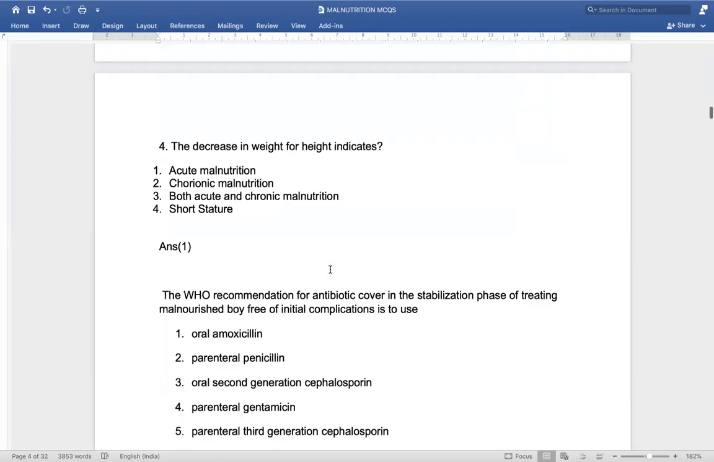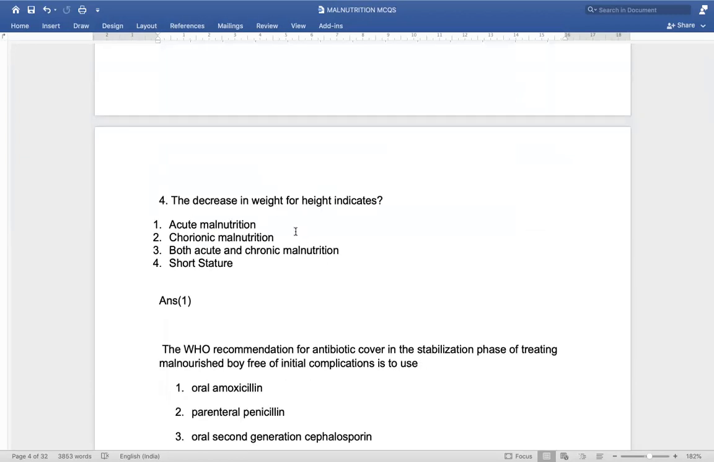So coming to the next question, this is again frequently asked. The decrease in weight for height indicates acute malnutrition. Height for age indicates chronic malnutrition, whereas weight for age is common to both acute and chronic malnutrition. Weight for height is only acute malnutrition. Okay. And height for age is chronic malnutrition. So remember it like that.